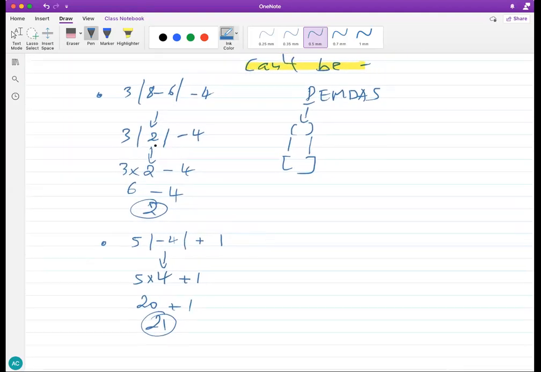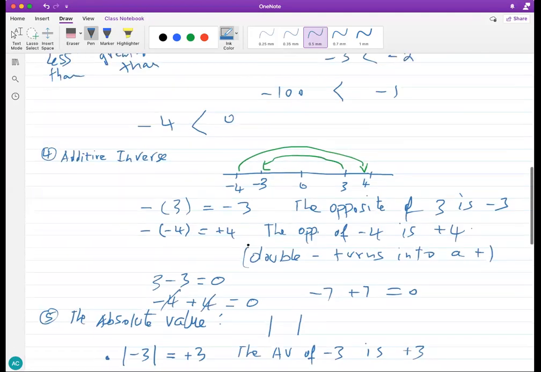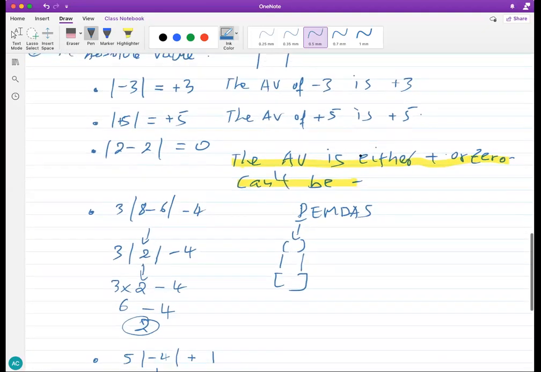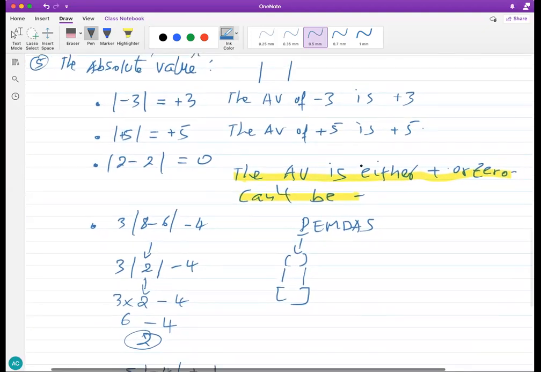But remember, positive stays a positive, negative turns into a positive. Do not confuse that with the additive inverse. Again, that's when you do the opposites. The opposites always have opposite signs. That's pretty much the property of absolute value, additive inverse, and real numbers.